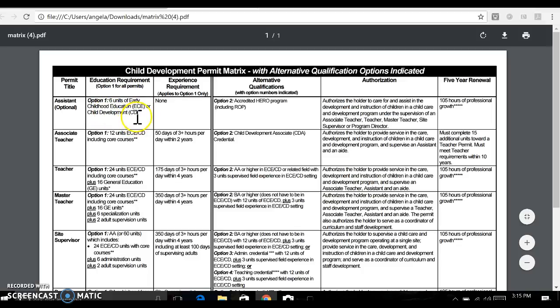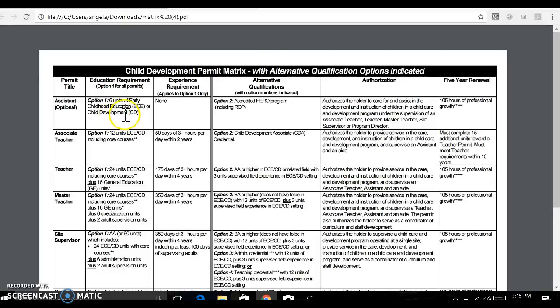Any 6 units of early childhood child development completed with no experience requirement. So if you've already taken CD 110, 111, 112, 113, you would be eligible for the assistant level of the permit.